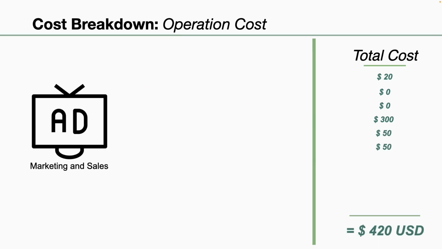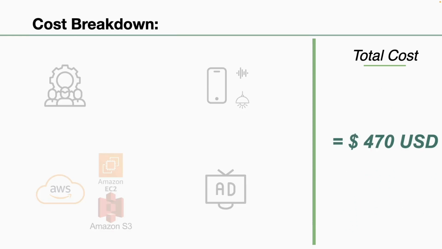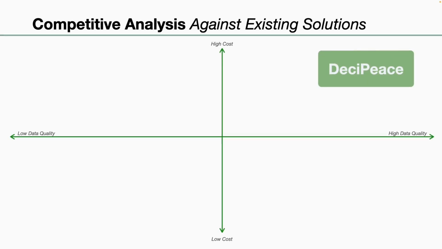And in the future, we would like to market our company. That would be about another 50 as an operation cost. So in total, 400. Our company's DCPs would be about 470 cost. This puts us at the higher end of the competitive analysis, but that is only because we actually collect real life data with our mobile IoT devices. So with the device, we'll have much higher quality data. In return, it's a higher cost.